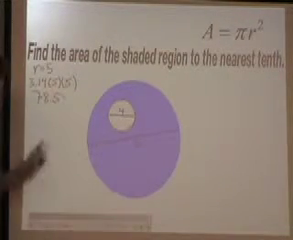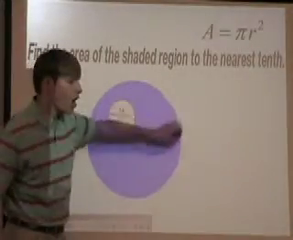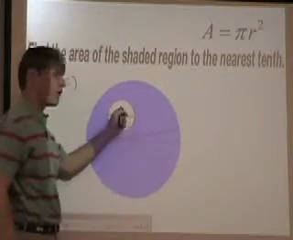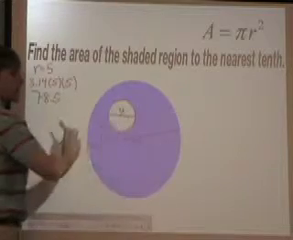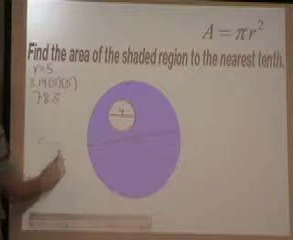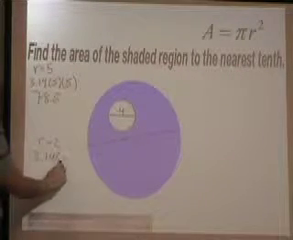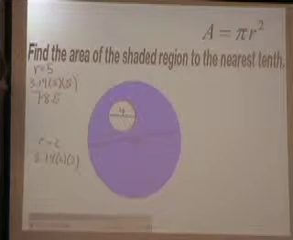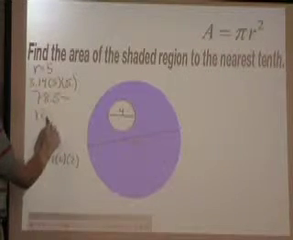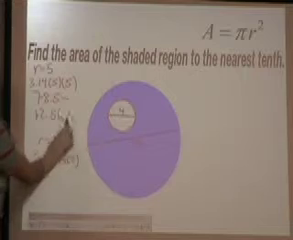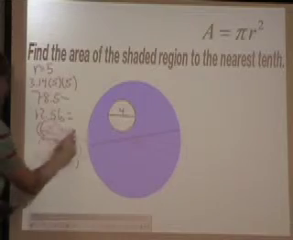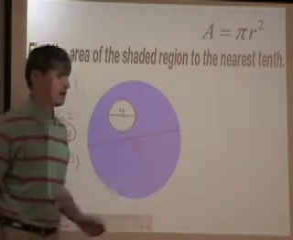78.5. Now that 78.5 is the area of all the big circle, including the white. But do we want the white? No. So we have to find the area of the little circle and subtract it. What's the radius of the little one? The radius equals 2. So I've got 3.14 times 2 times 2, which is 12.56. So we do the area of the big one, 78.5 minus 12.56, and what do you get? 65.94. So 65.94 is the area of the blue portion only.